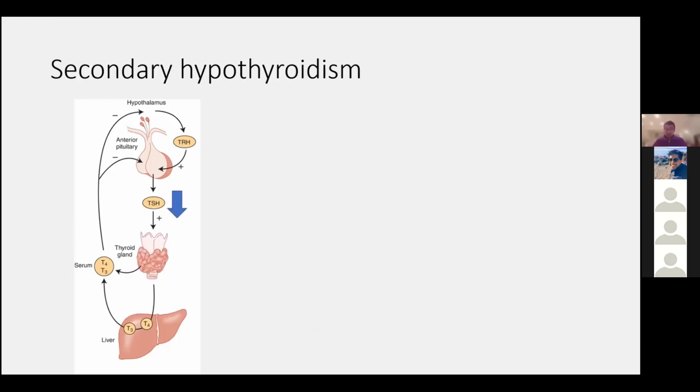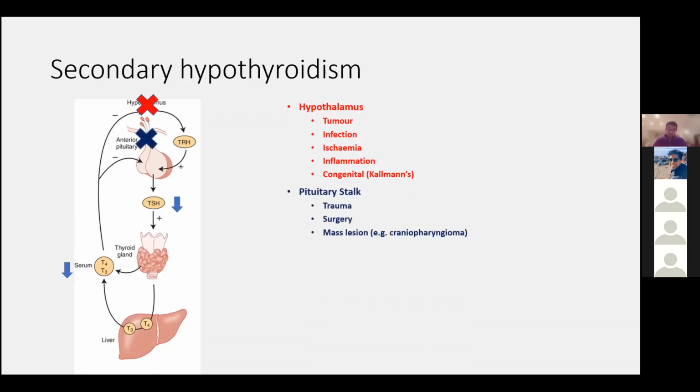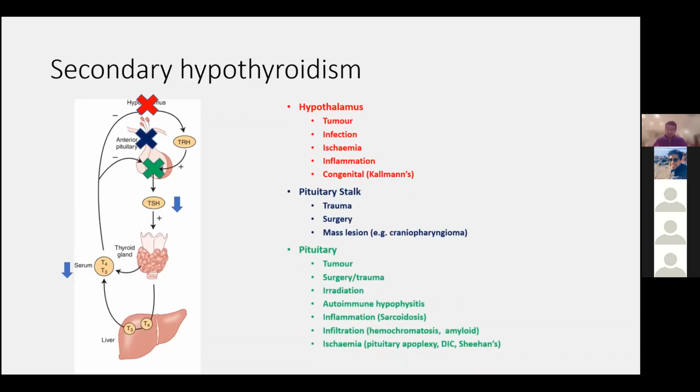Next, there's secondary hypothyroidism. This is with an issue higher up, typically in the hypothalamus or the pituitary. So you have reduced TSH stimulating the thyroid gland, and therefore reduced T4 and T3 production. So what can cause this? It can be at the level of the hypothalamus, the pituitary stalk, or the pituitary gland itself. For the hypothalamus, thinking about your surgical sieves: tumors, infections, ischemia, inflammation. Congenital causes are quite rare, so diseases like Kallmann syndrome can manifest as hypothyroidism.